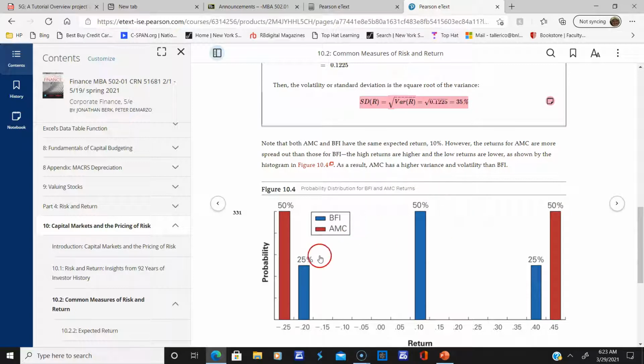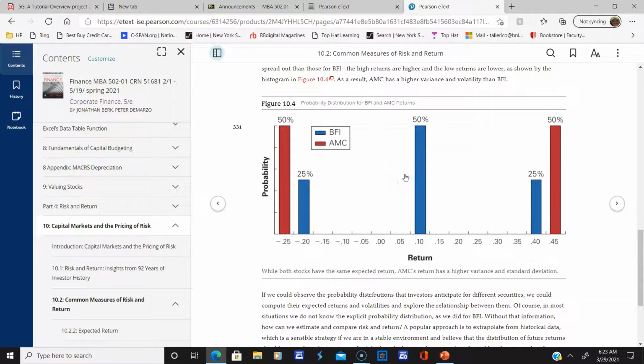And volatility than BMI. So this is more riskier. So you can see this guy's more risky, and you can tell by the standard deviation. Okay? The higher the standard deviation, that's all you got to look at is the standard deviation. So while both stocks have the same expected return, AMC's return has the highest variance and standard deviation.